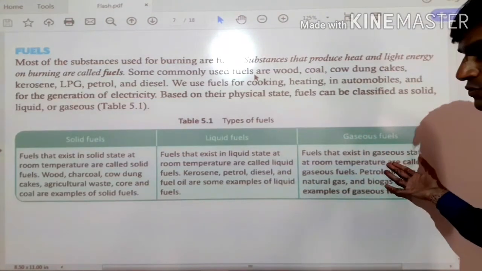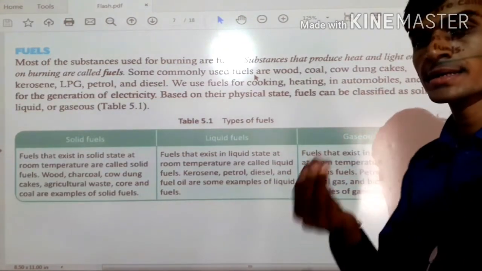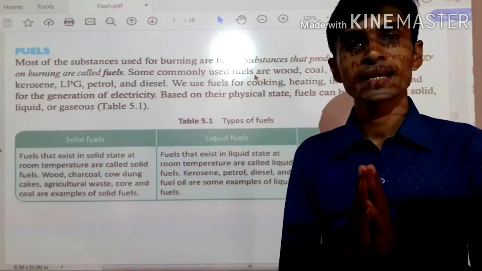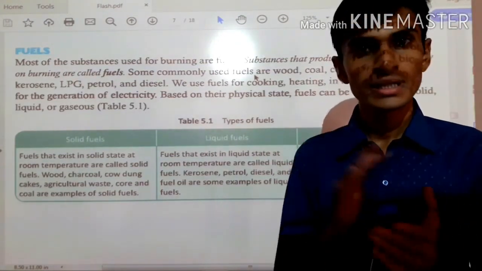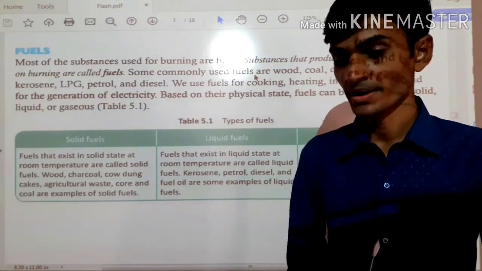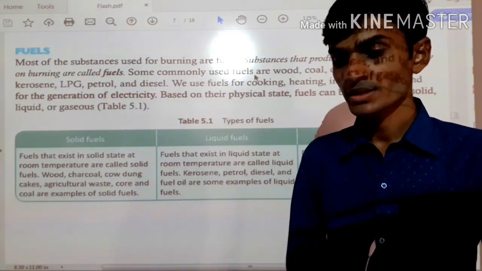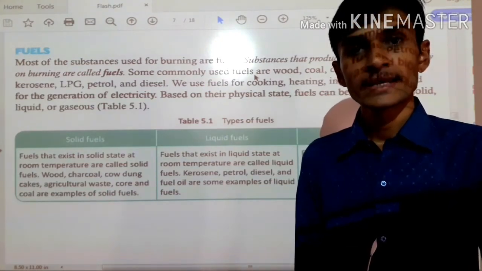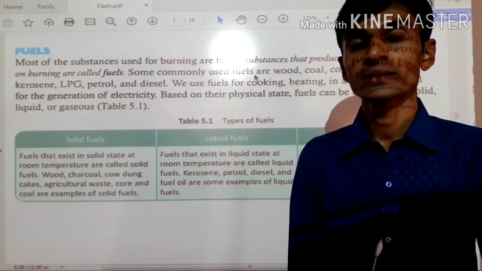Now what are gaseous fuels? Guys, at our home there is LPG gas, and in vehicles CNG gas, right? Biogas can also be burned. So these all are called gaseous fuels because these all are in the gaseous state.